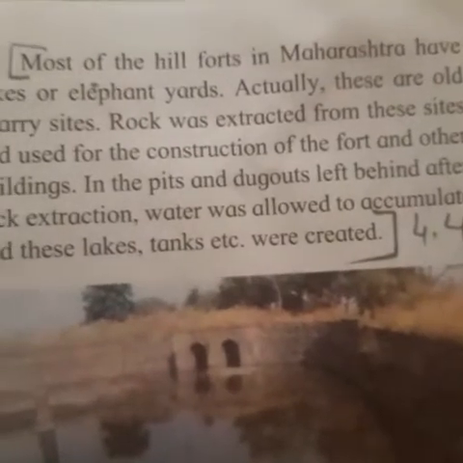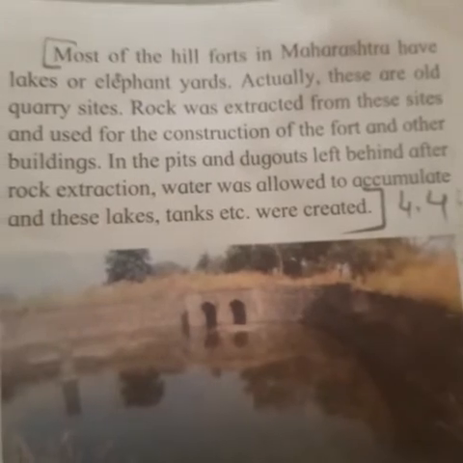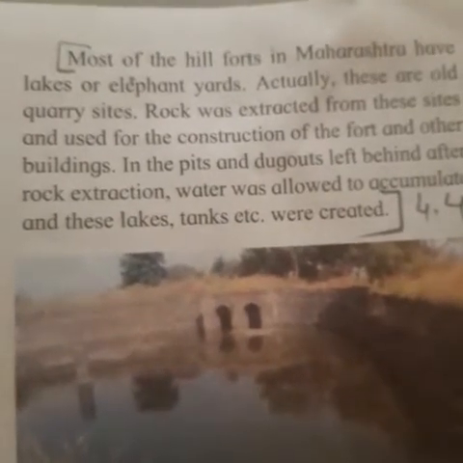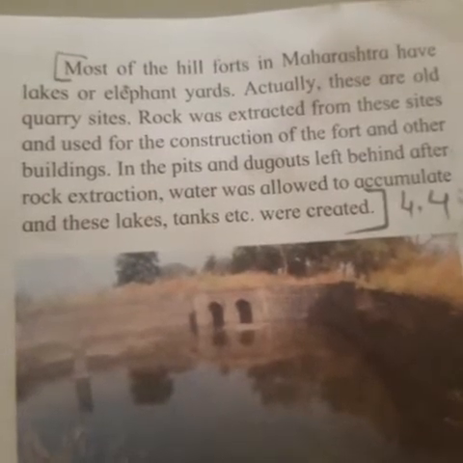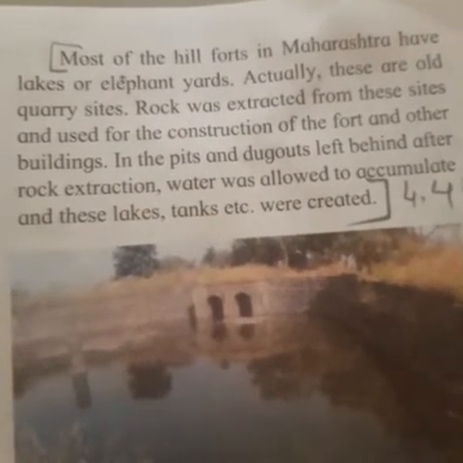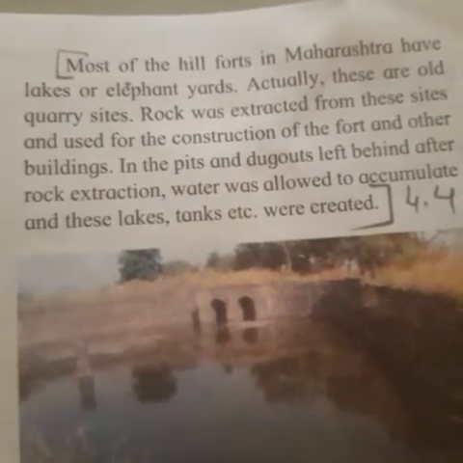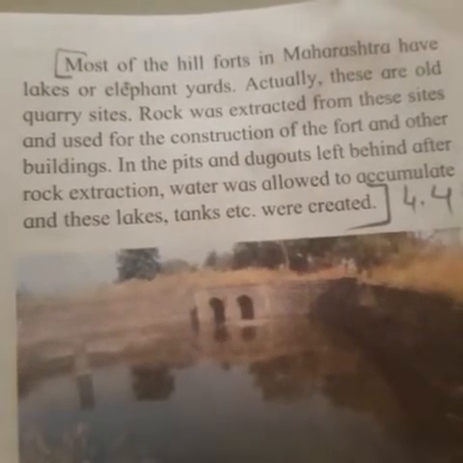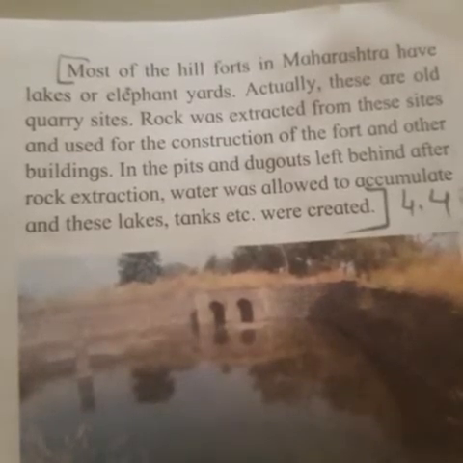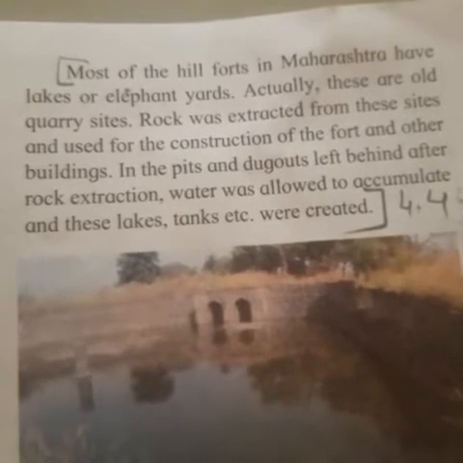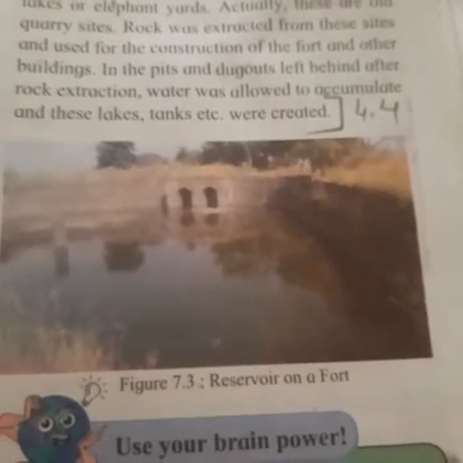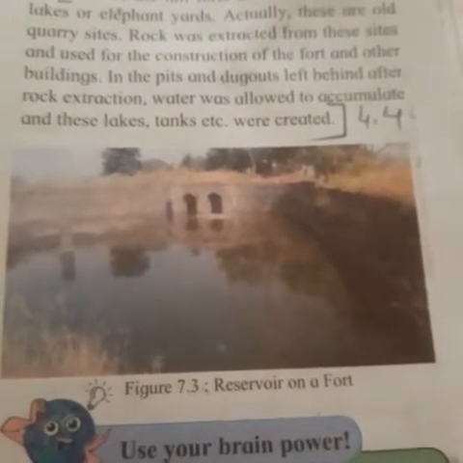Most hill forts in Maharashtra have lakes or elephant yards. Actually, these are old quarry sites. Rock was extracted from these sites and used for the construction of forts and other buildings. In the pits and dugouts left behind after rock extraction, water was allowed to accumulate, and these lakes, tanks, etc. were created. Now they have given Figure 7.3, a reservoir on a fort.